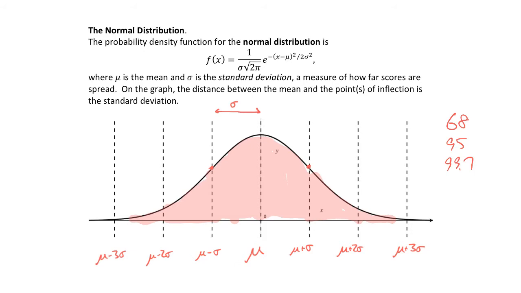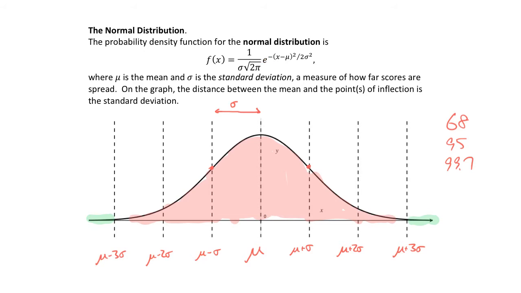So 99.7% is nearly all of it. Only 0.3% of the scores, approximately, are 3 standard deviations away from the mean or more. We're going to have to, now, we haven't even discussed the function. Look at this function. There's an e. I recognize the e. Woo!